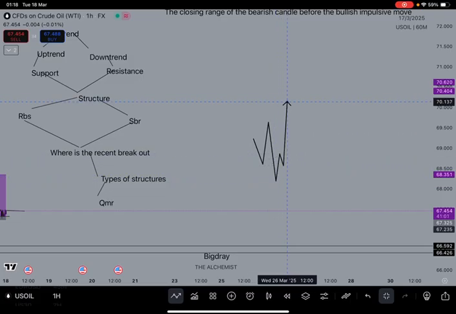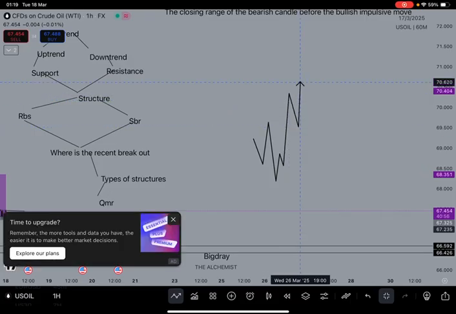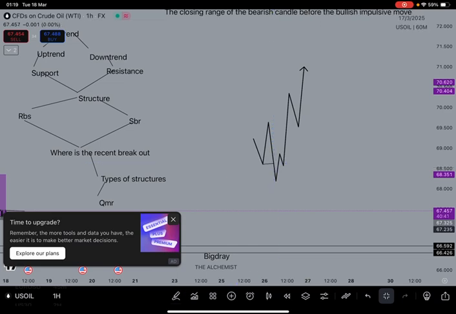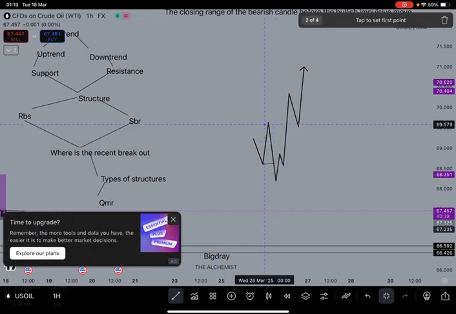Then we have a market structure shift, and we have this, and we have this. You know, on norm, this is your what? This is your Quasimodo, the QM, the last support that was swept before the market changed direction. This is it. You can see it now, right here. This is what? This is a change of character, or also known as market structure shift. You understand?